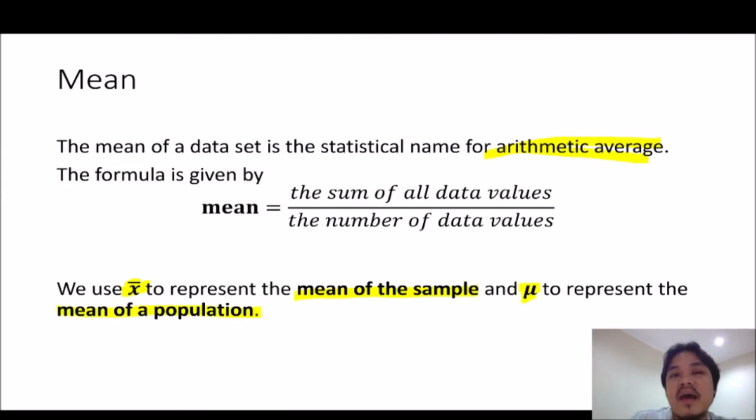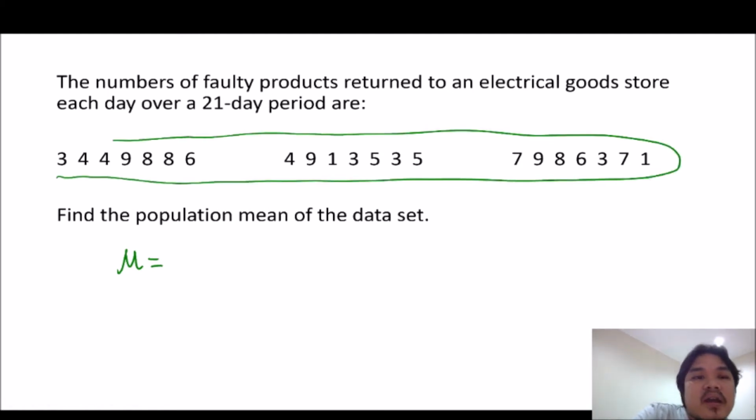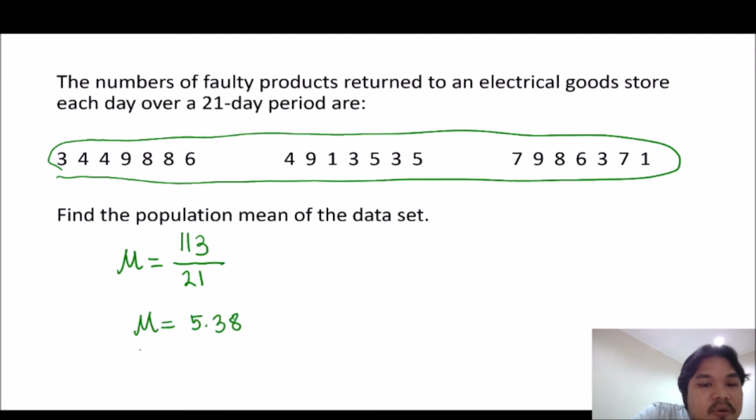Okay, let me show you an example of how to find the mean. We will use the data that we had a while ago. To find the population mean of the data set, since it is a population mean, we will use the symbol mu. So we're going to add all the scores. Adding all the scores, that is 113 over the number of scores, which is 21. So 113 over 21 is 5.38. So the population mean is 5.38.